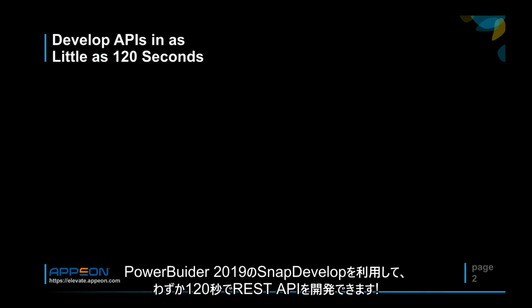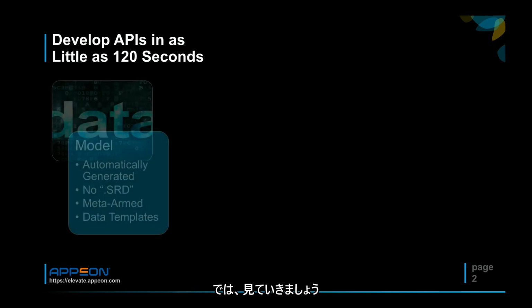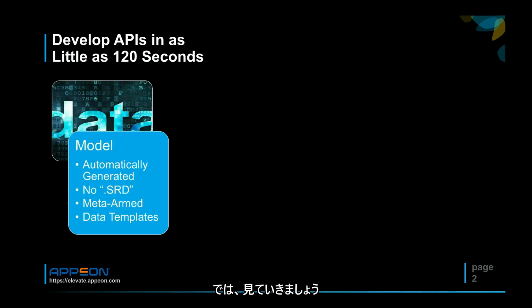Now, what would you say if I told you with the new SnapDevelop 2019 R2, you could develop APIs in as little as 120 seconds? A little hard to believe, right? Well, let's see how this is possible.